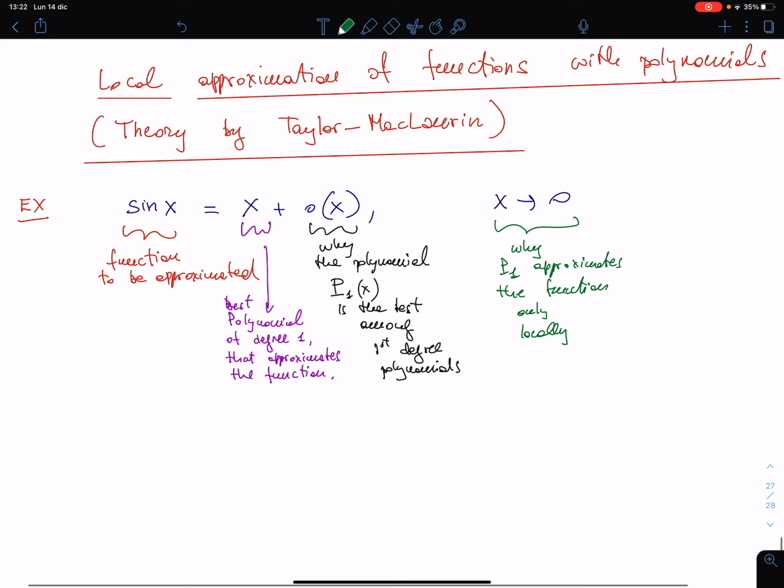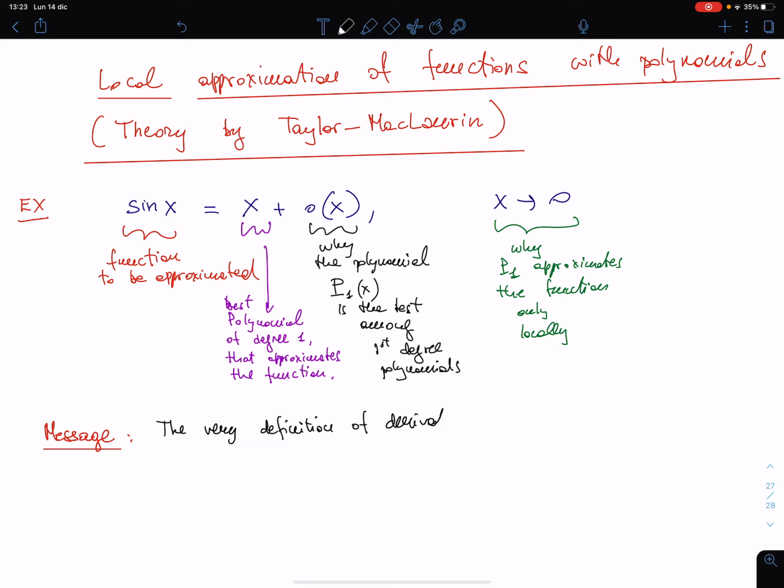So the message is the following. The very definition of derivative, nothing more than that, provides a first degree, or first order if you want, approximation which is local to a differentiable function.